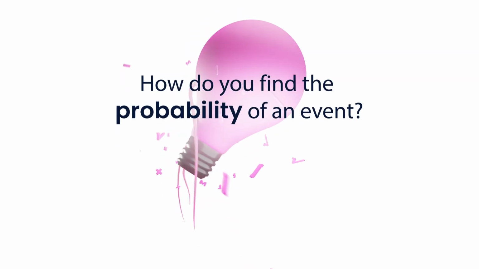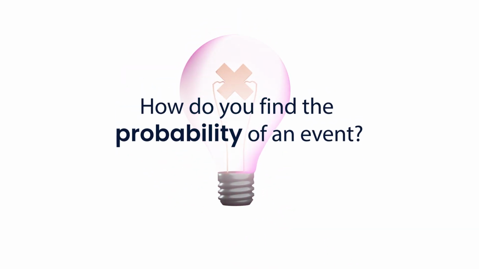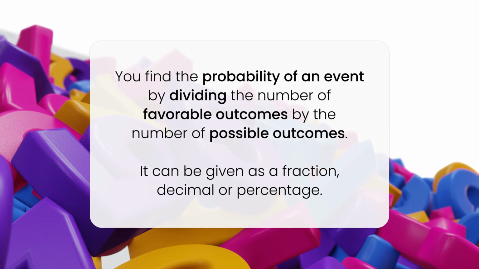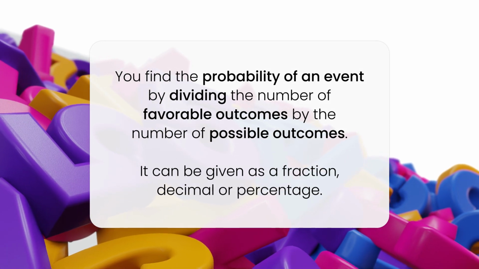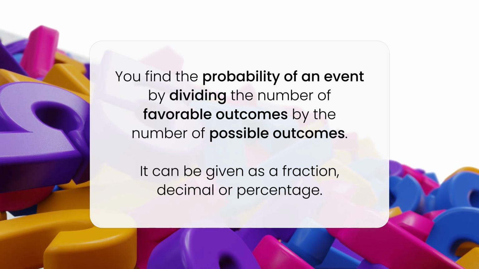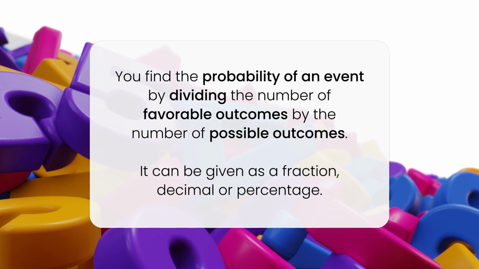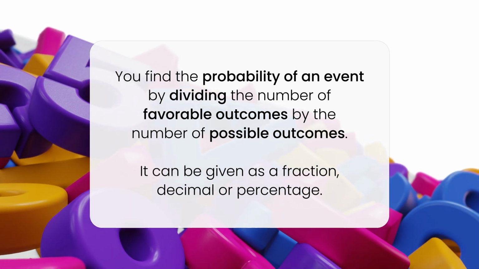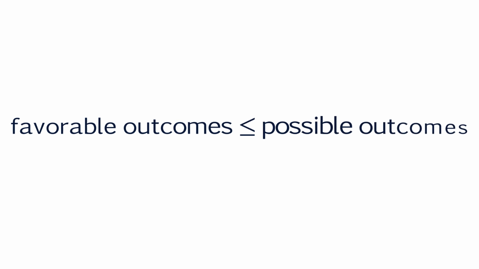How do you find the probability of an event? You find the probability of an event by dividing the number of favorable outcomes by the number of possible outcomes. It can be given as a fraction, decimal, or percentage. The number of favorable outcomes is less than or equal to the number of possible outcomes.